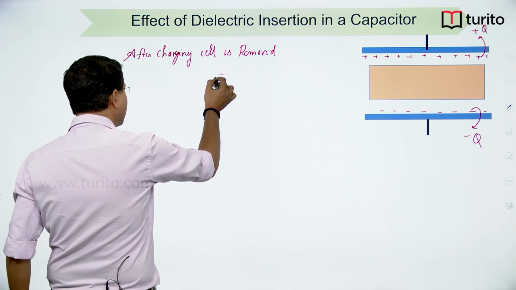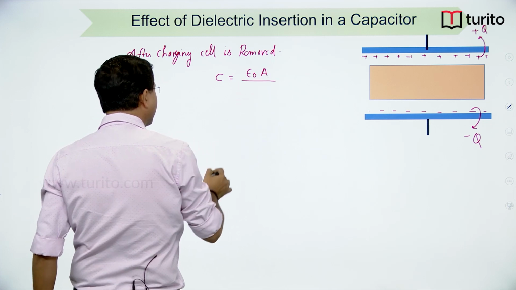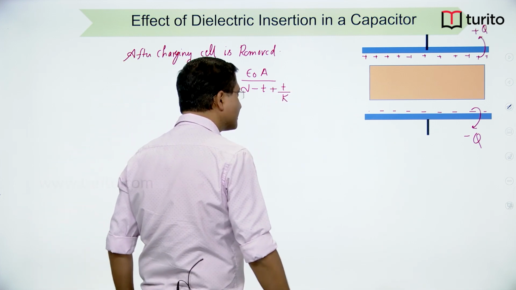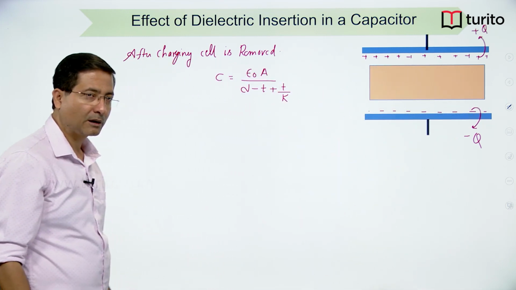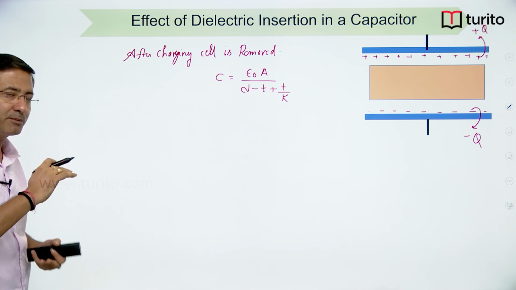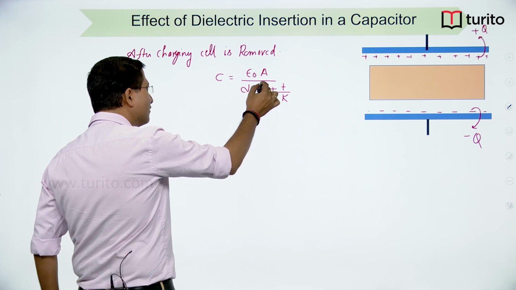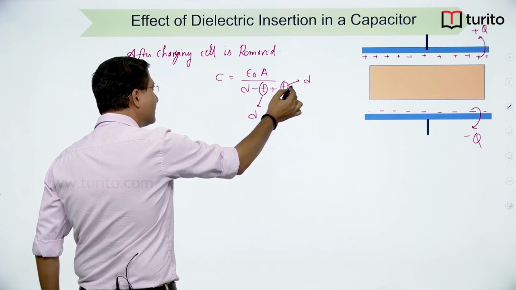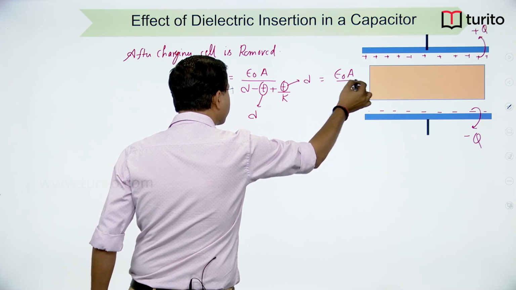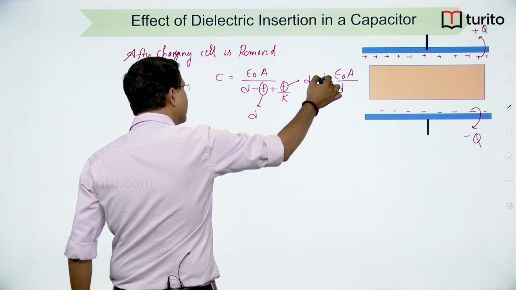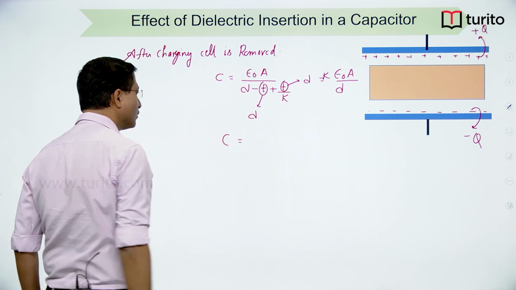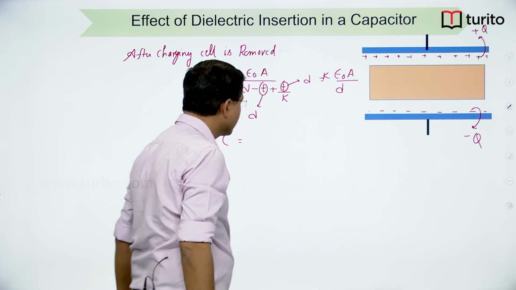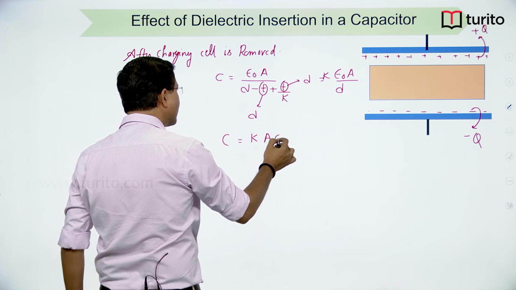What is the formula for capacitance? We have seen C is equal to epsilon naught A divided by D minus T plus T by K. If the dielectric is fully filling the space between the plates, then this value T will be D, and this D and this D will cancel out, and the expression will become epsilon naught A by D into K. So the capacitance of the system where the dielectric is completely filling the space is K times A epsilon naught by D.